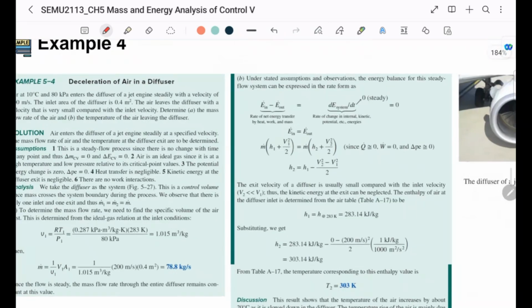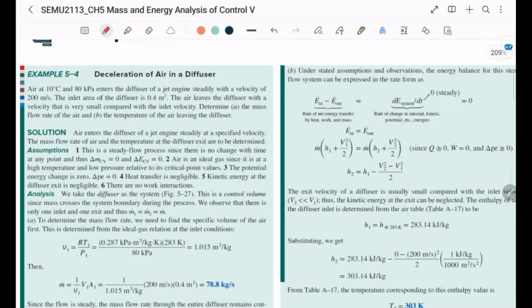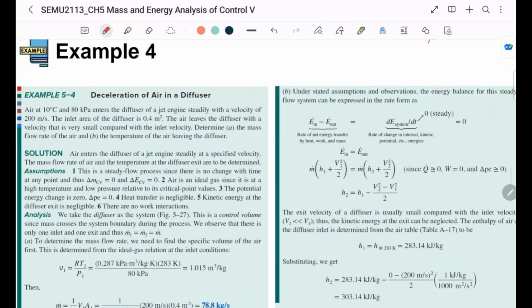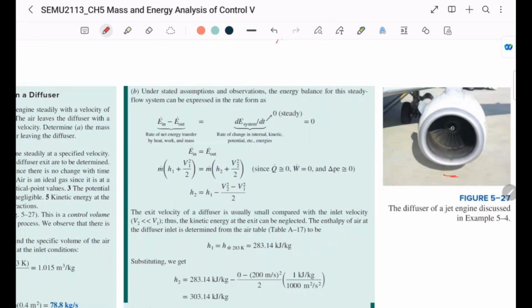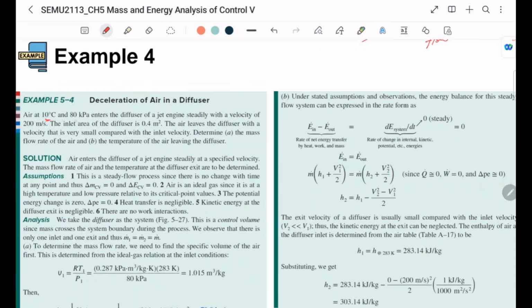So quickly, let's look at one example. This is a diffuser in the aircraft engine. Diffuser and nozzle are quite commonly used. In fact, they are being used in the aircraft engine, the same aircraft that everyone takes when we go travel. It says that air at 10 degrees Celsius and 80 kilopascal enters a diffuser of a jet steadily with a velocity of 200 meter per second.